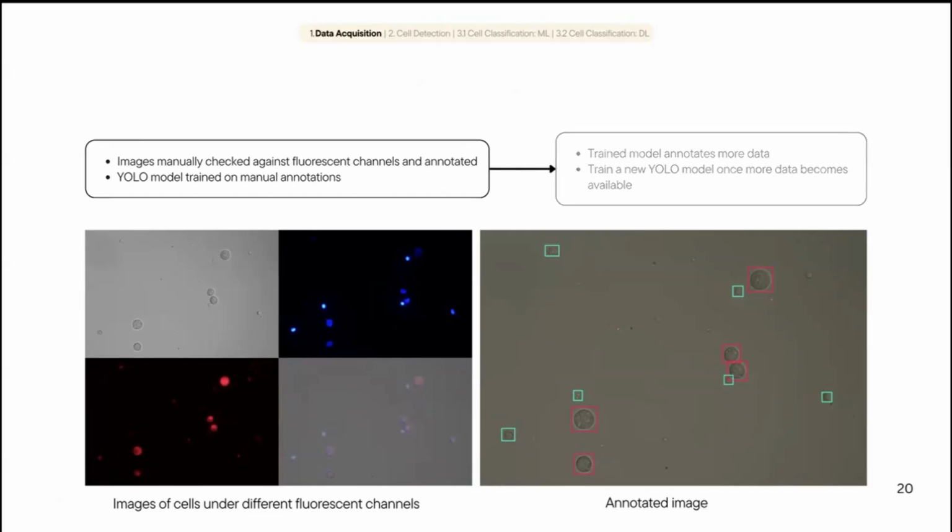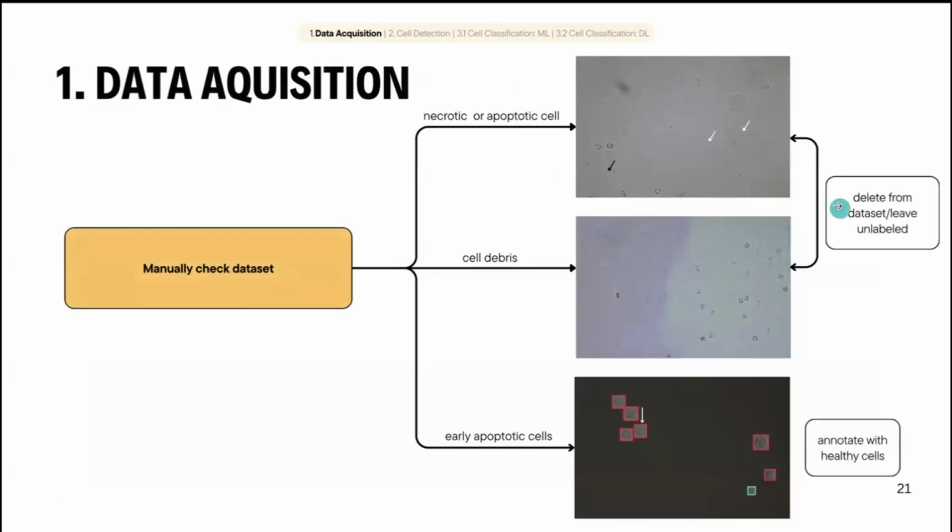Next, we have some examples of images that we have filtered out by hand. The reason for this is that the first two images show two problems. The first has an overrepresentation of necrotic and apoptotic cells, and the second has an overrepresentation of cell debris or apoptotic bodies. The third is an example of what we have included in the dataset.